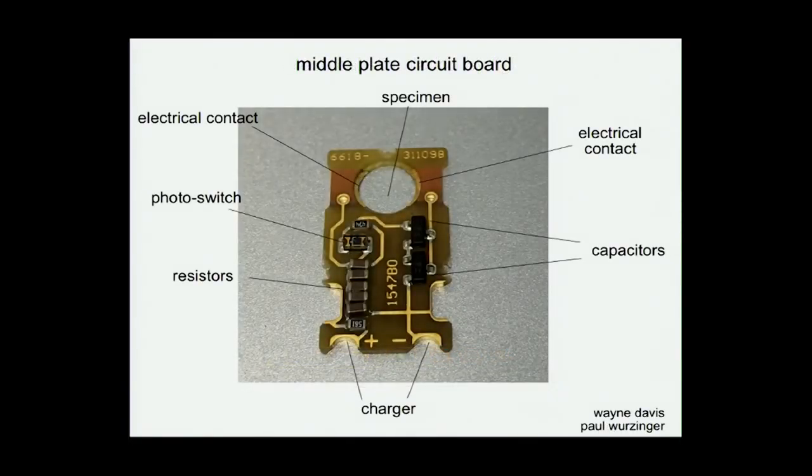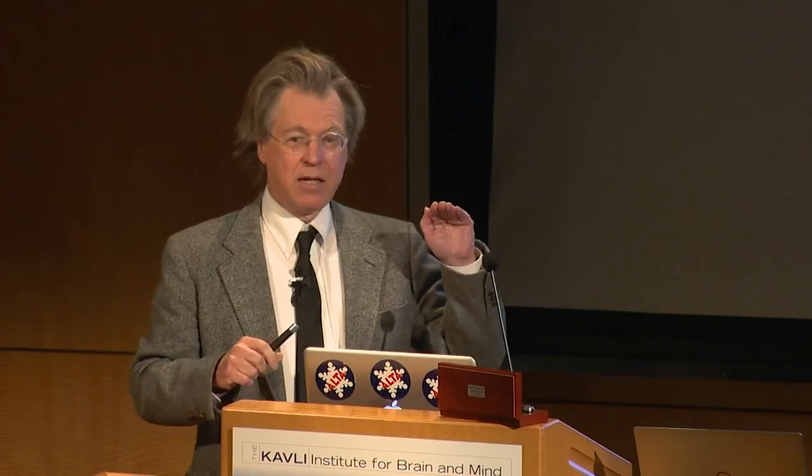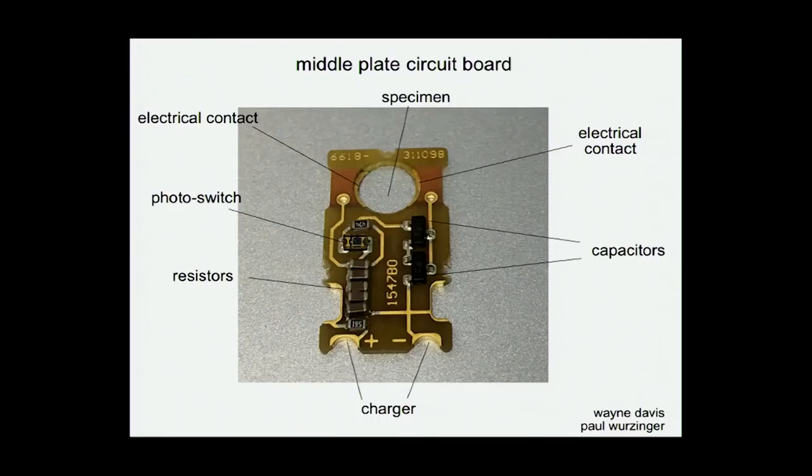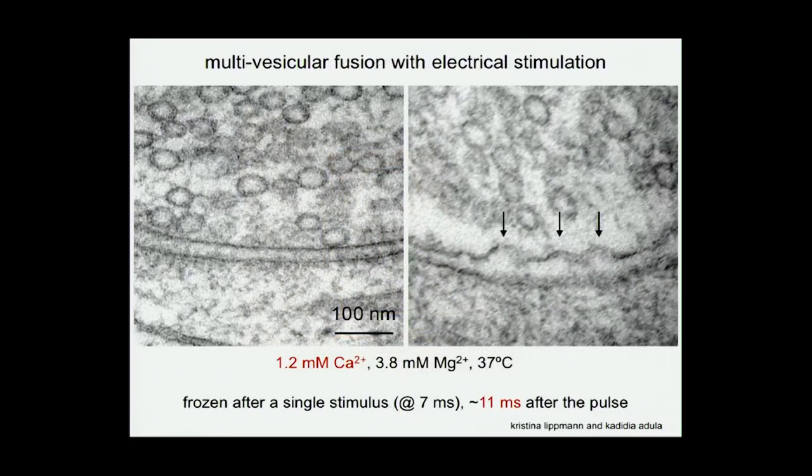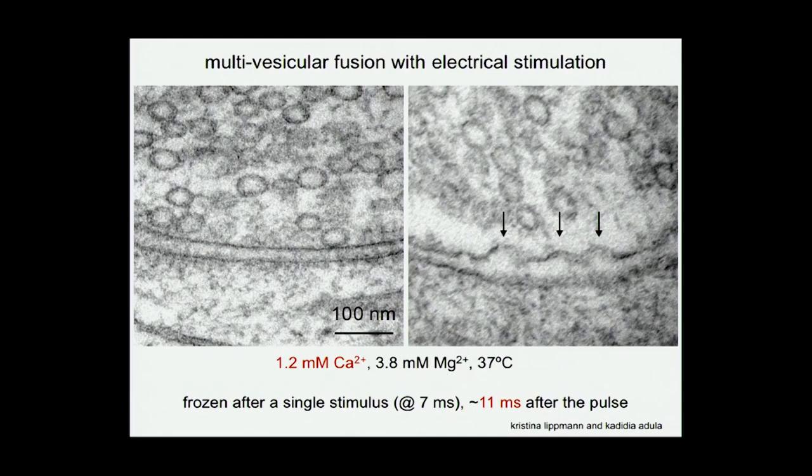And so this is what we did. This is what this thing looks like. It is an independent little circuit board that fits deep into the high-pressure chamber. You can see the capacitors here, and here is where our specimens go, and then the leads are on either side. These are the first images that came from this device. Here is an unstimulated sample, and here's a stimulated sample. This is one action potential at 1.2 millimolar calcium, so this is physiological. You can see that there are three vesicles that have fused with the membrane and are collapsing into the plasma membrane. This is frozen after a single stimulus, 11 milliseconds after the pulse.